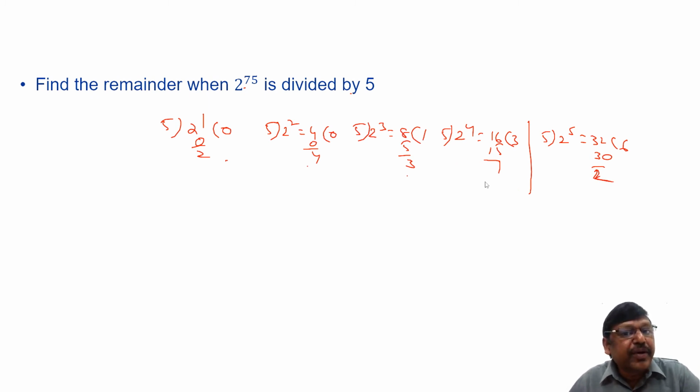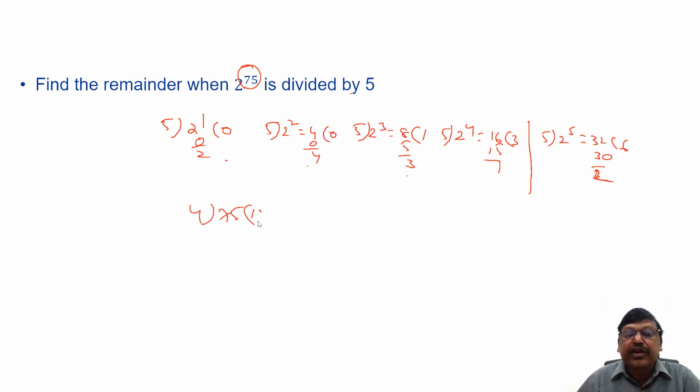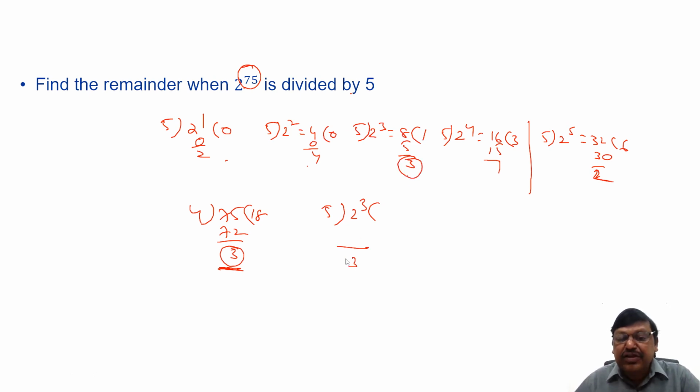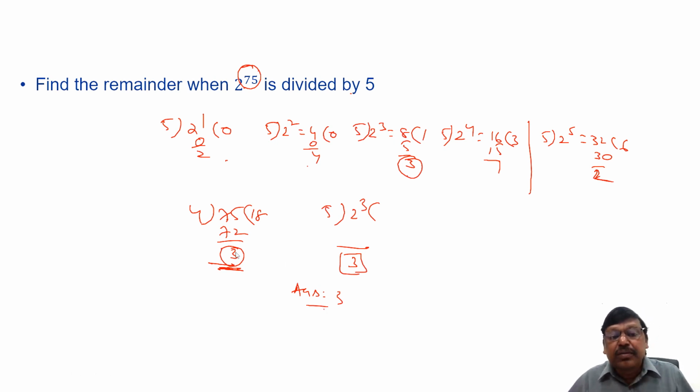Because every 4 places the remainder is repeating, we have to divide the power by 4 and take the remainder as the power. So 75 divided by 4, 4 eighteens are 72, remainder is 3. Because the remainder is 3, I should take 2 cube divided by 5, and whatever is the remainder, that should be my answer. What is the remainder here? That is also 3. So our answer is 3. Our answer is 3 not because 75 divided by 4 leaves remainder 3, but because 2 cube divided by 5 leaves remainder 3.